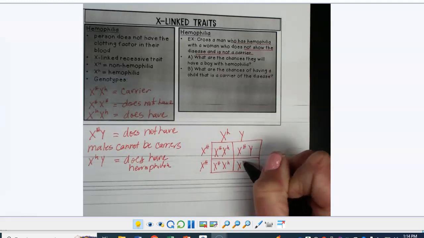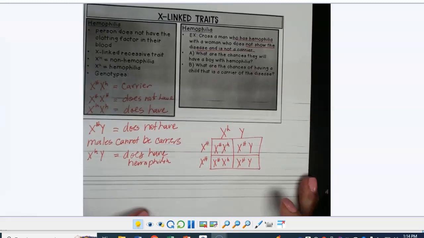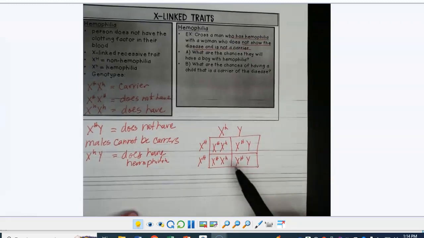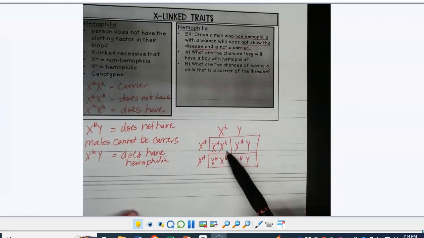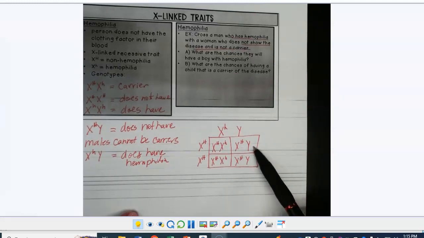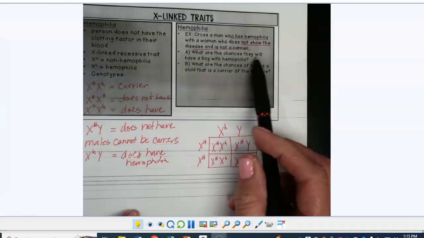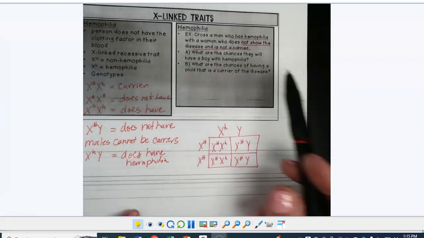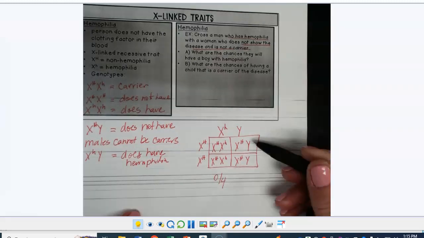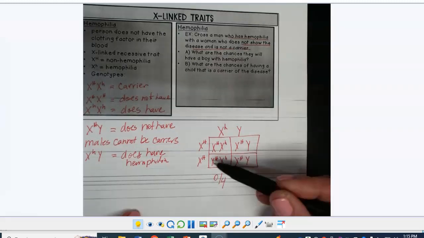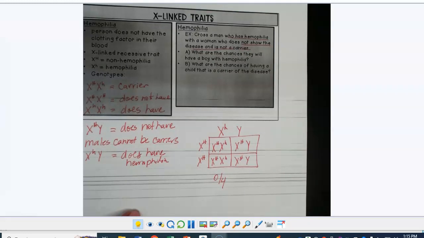Just like this. So these are all the possible combinations. We could have a female who's a carrier, a male who does not have the disease, a female who is a carrier, and a male that does not have the disease. So it says, what are the chances they will have a boy with hemophilia? 0 out of 4. Both boys are going to inherit the dominant gene.